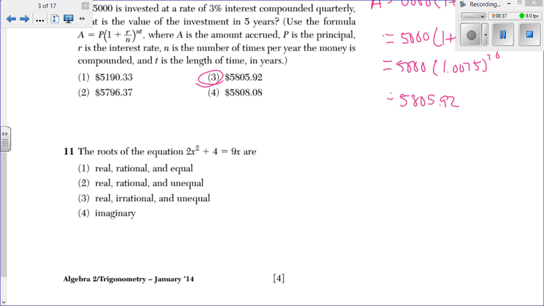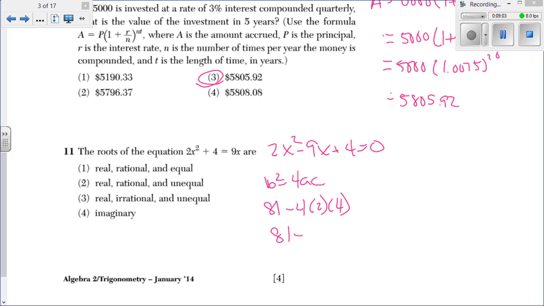For number 11, the roots of the equation are what? Find the discriminant. So get it equal to 0. So it's 2x squared minus 9x plus 4 equals 0. So b squared minus 4ac. So I have 81 minus 4 times 2 times 4. So 81 minus 16 times 2 is 32. So 81 minus 32 is 49.